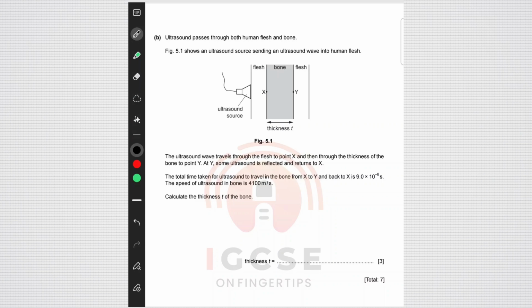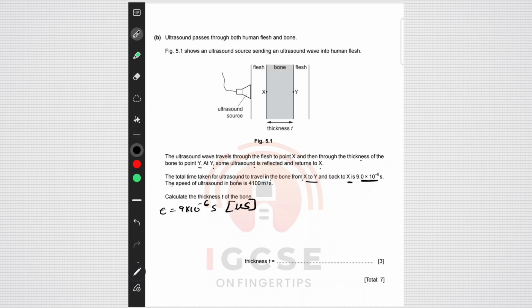Ultrasound passes through both human flesh and bone. Figure 5.1 shows an ultrasound source sending an ultrasound wave into human flesh. The ultrasound wave travels through the flesh to point X and then through the thickness of the bone at point Y. At Y, the same ultrasound is reflected and returns to X. The total time for the ultrasound to travel in the bone from X to Y and back to X is 9 × 10^-6 seconds, which can also be written as microseconds.